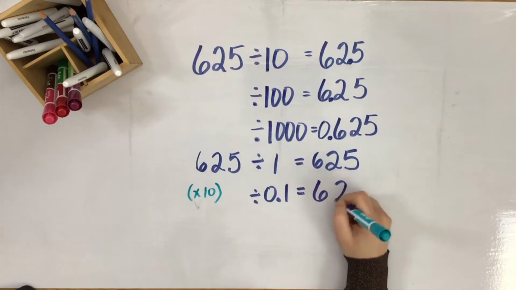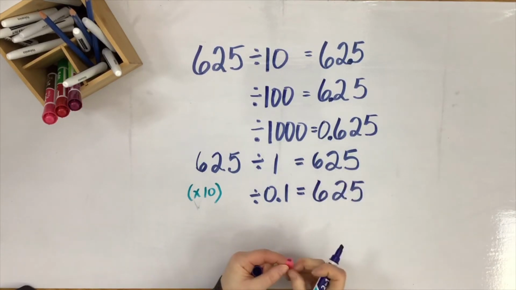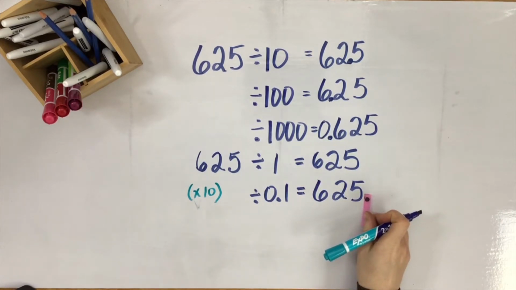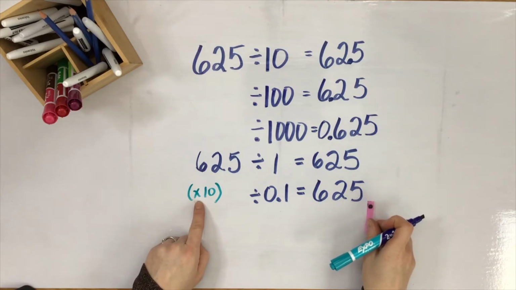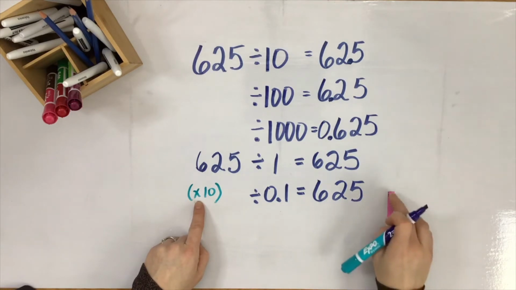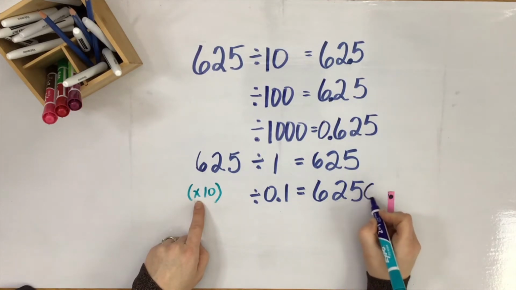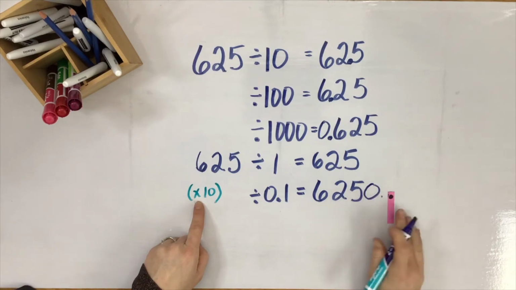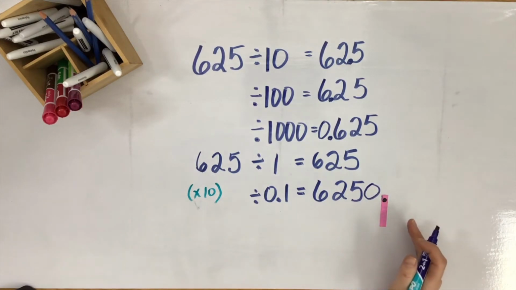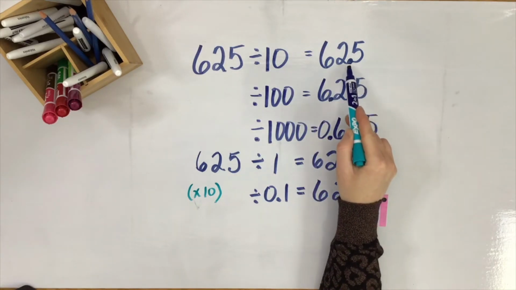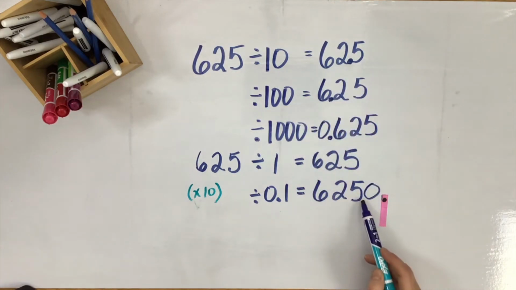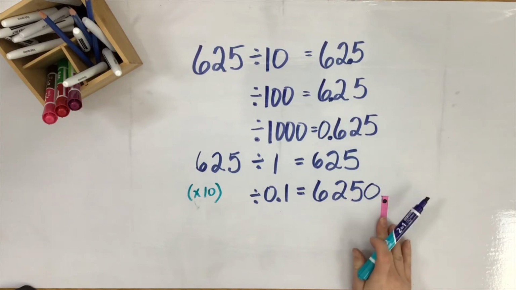So the 625 we started with, if I'm going to divide by 1/10, that's going to have the same effect as multiplying by 10, so it will go once to the right. So it creates this empty space that I now have to fill with a 0. So when I divided by 10, I moved 1 to the left. When I divide by 1/10, I move 1 to the right.